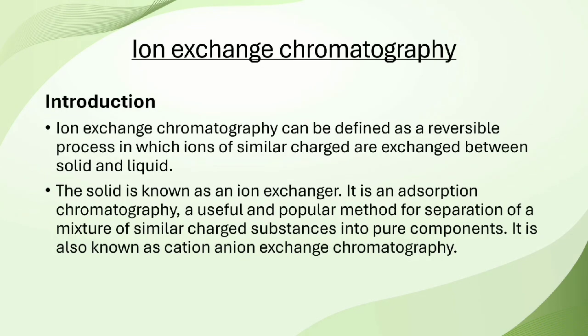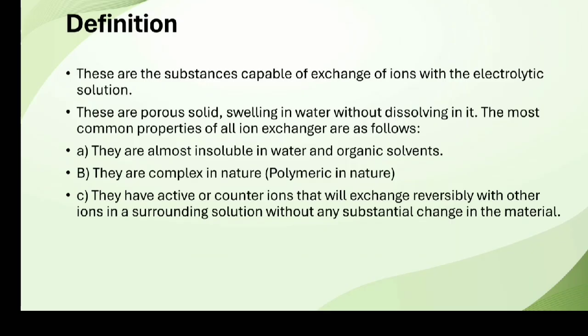Introduction. Ion exchange chromatography can be defined as a reversible process in which ions of similar charge are exchanged between solid and liquid. The solid is known as ion exchanger. It is an adsorption type of chromatography and a useful and popular method for separation of a mixture of similarly charged substances into pure components. It is also known as cation-anion exchange chromatography.